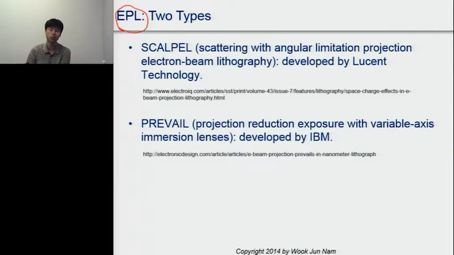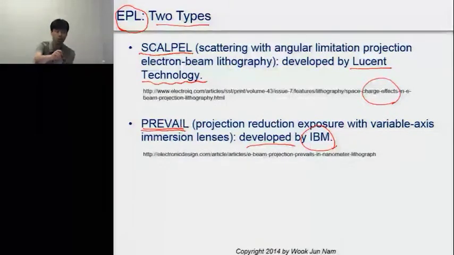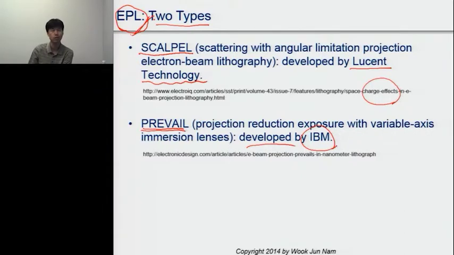As I talked about early in the lectures, EPL is one of the options. There are two types. One is SCALPEL, scattering with angular limitation projection electron beam lithography, developed by Lucent Technology. I'm not going to go into great detail about these techniques; you can find more details on this website. Another technique was developed by IBM, which is projection reduction exposure with variable axis immersion lenses. That is the second method using electron projection lithography.